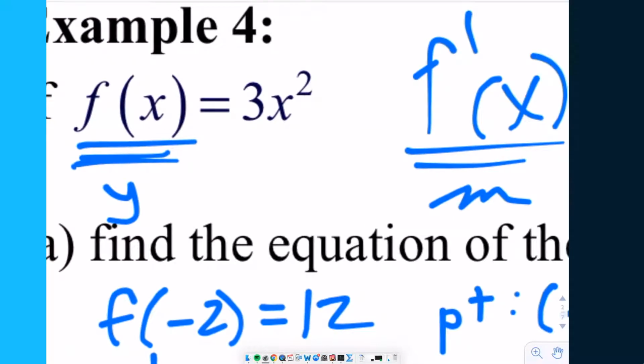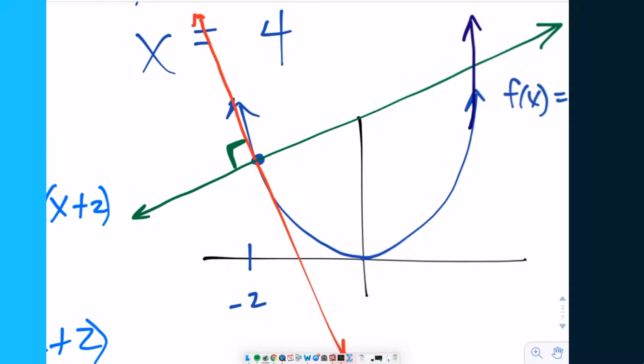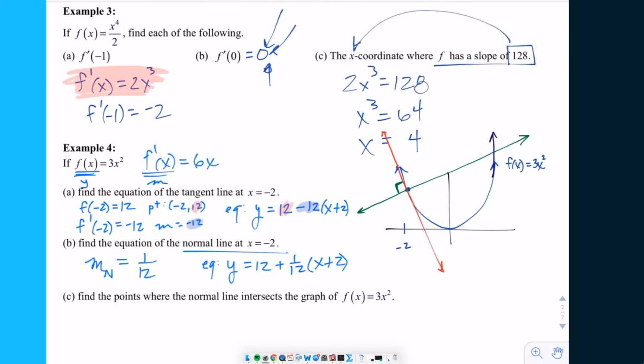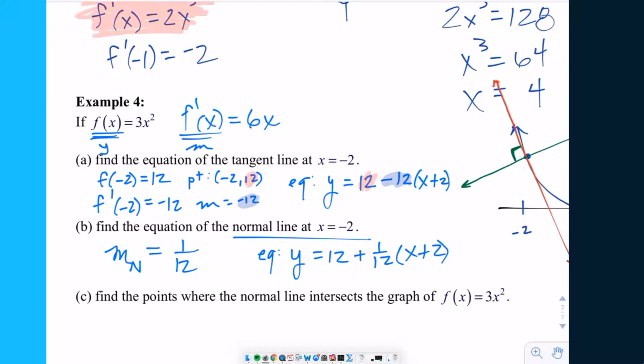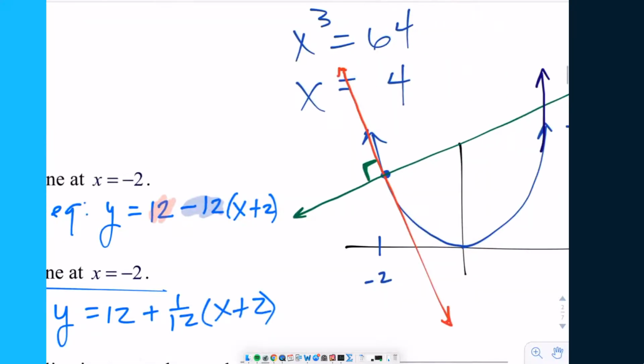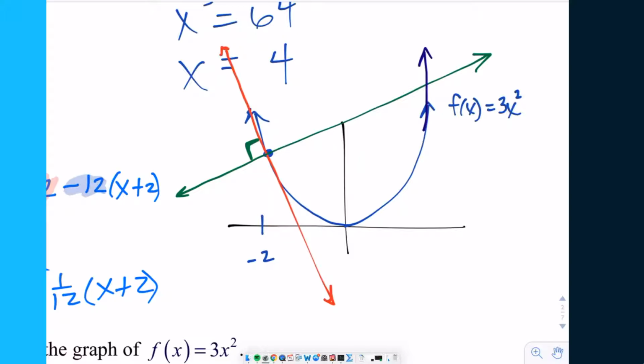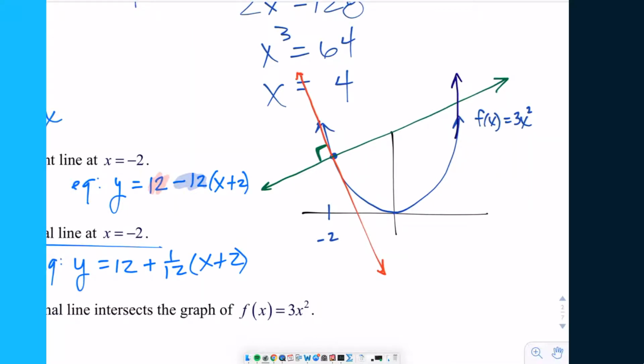We had the graph of 3x squared, which I drew over here in blue. It should have y-axis symmetry, but mine's okay. And on part A, we found the equation of the tangent line at x equals -2, and the point ended up being (-2, 12). So that was the red line there. That's the tangent line. The slope was pretty steep in the negative direction, -12.